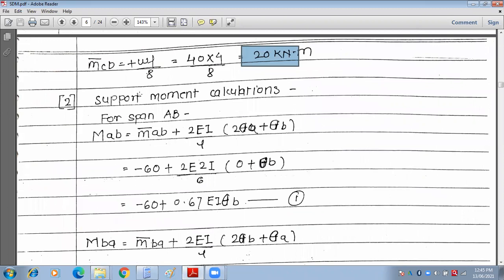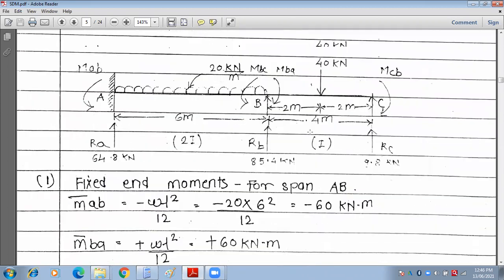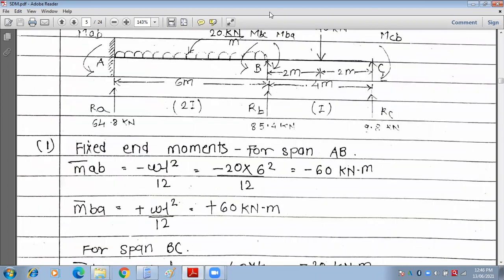Next we have to apply the slope deflection equation. Support moment calculation. Next step is support moment calculation. How to calculate this one? Let us consider the span AB only. Now I will draw this diagram over here, because this diagram is always required for our calculation, for each and every step.